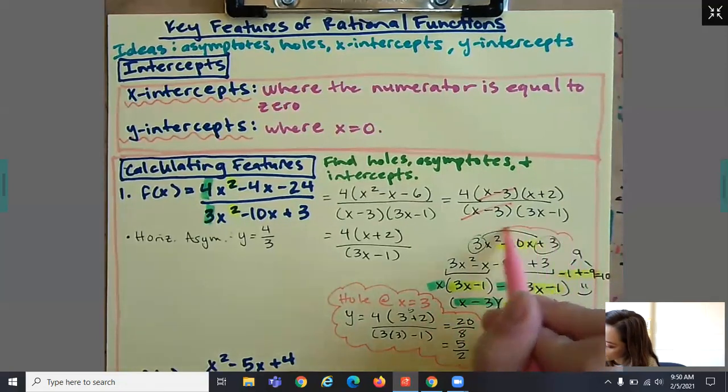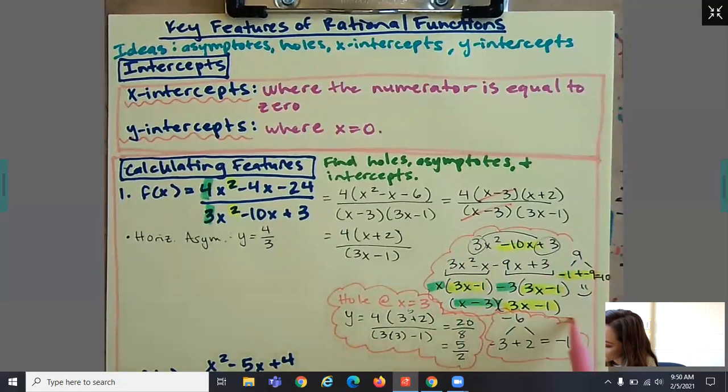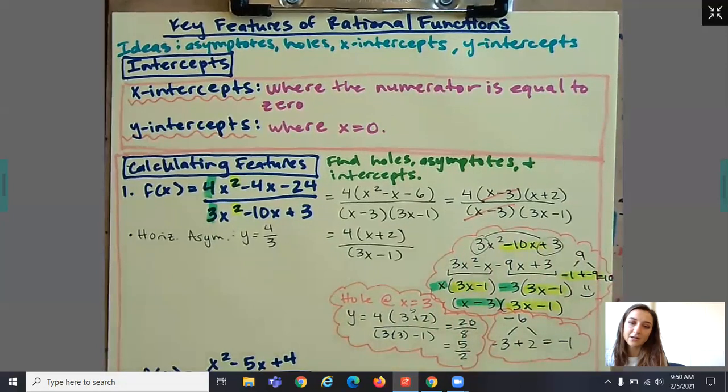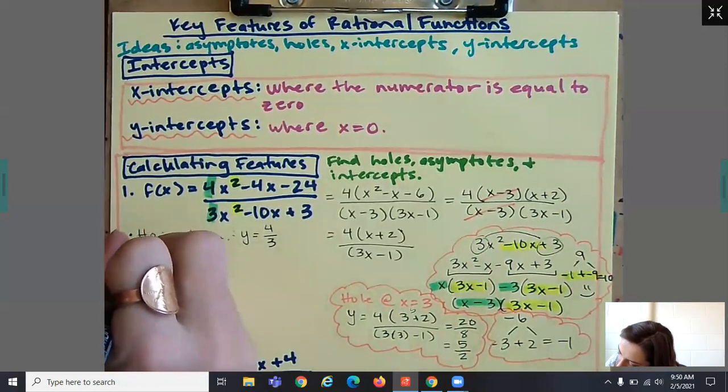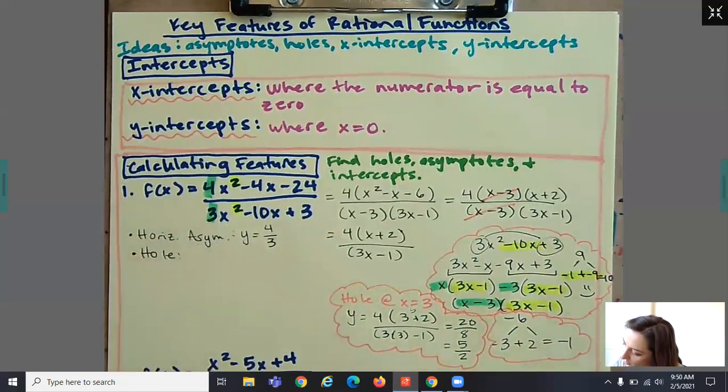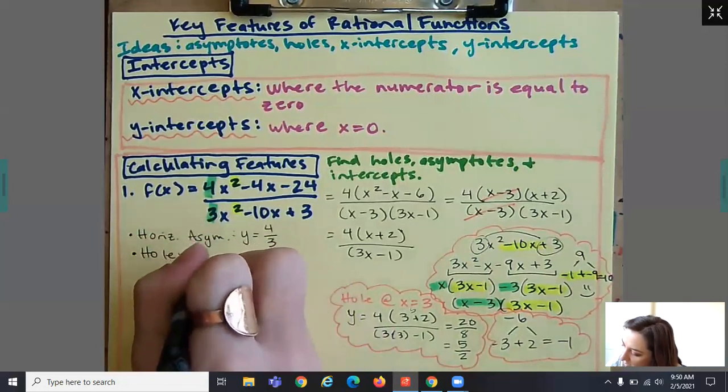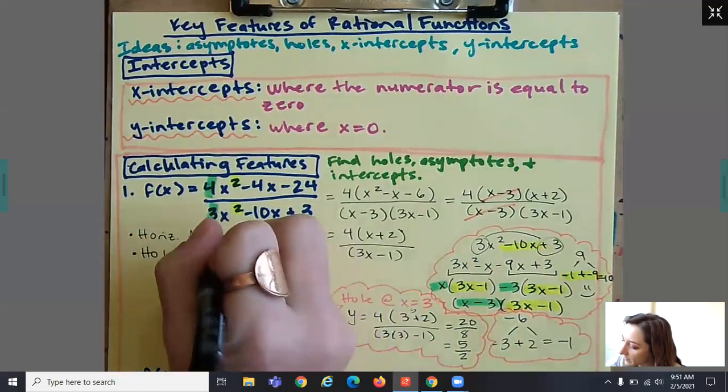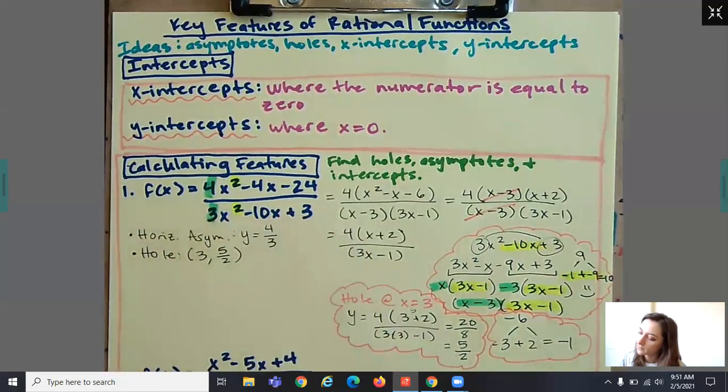This is all of our extra work that we're doing for this problem. Yes, it is a lot of work. Okay, so we know the x value of the hole, we know the y value of the hole, so let's go ahead and write out the hole. And the hole is happening at the x value of 3, the y value of 5 halves.